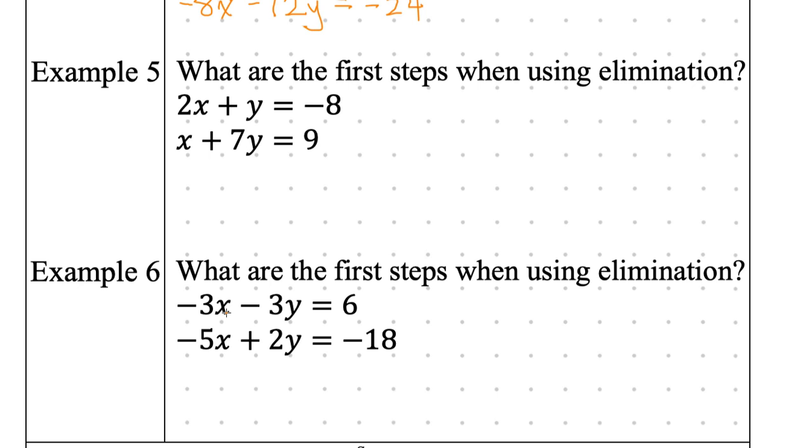So is there anyone aside from Wyatt and Charles that has an answer to example number 5? What are the first few steps? So I have 2 volunteers so far. 3. Oh yeah, Hazi. You have to multiply the bottom by 2. So if I multiply 2 and 2, what is my new equation going to become? 2x plus 14y equals 18.